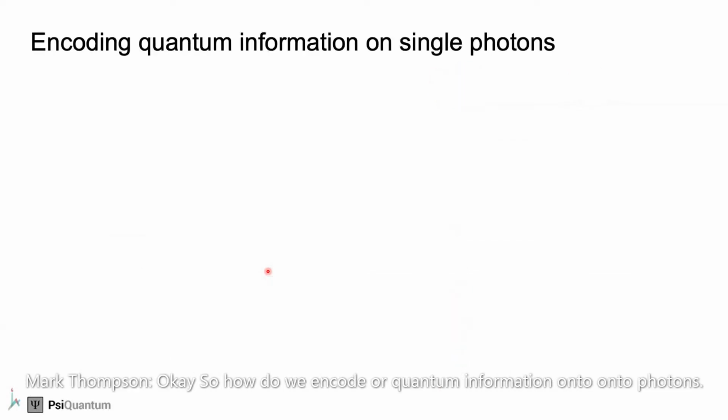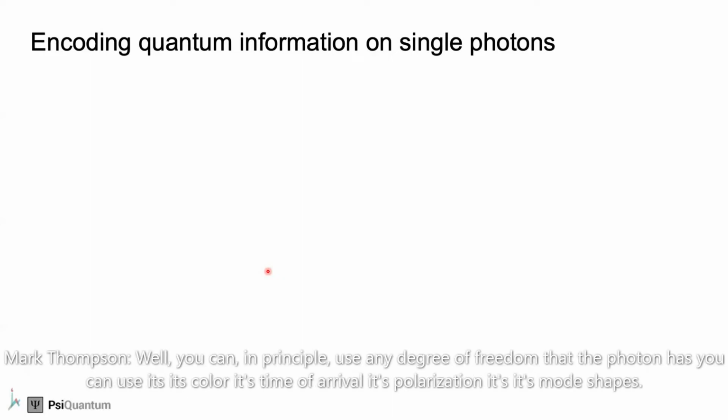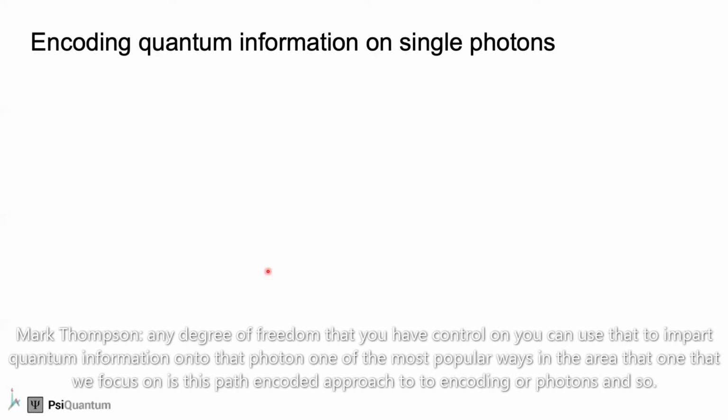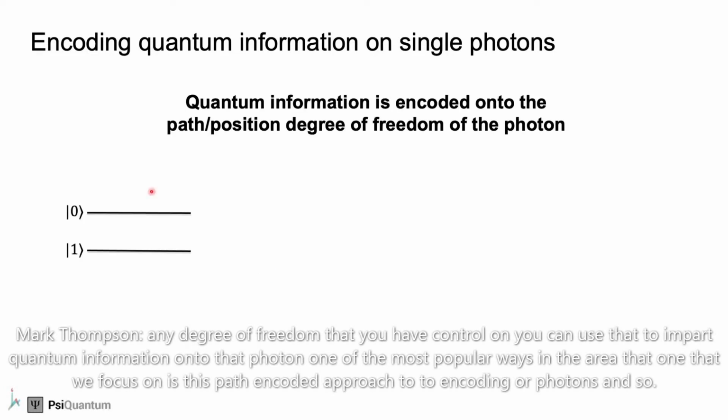Okay, so how do we encode our quantum information onto photons? Well, you can, in principle, use any degree of freedom that the photon has. You can use its color, its time of arrival, its polarization, its mode shapes, any degree of freedom that you have control over. You can use that to impart quantum information onto that photon. One of the most popular ways in the area, one that we focus on, is this path-encoded approach to encoding our photons.